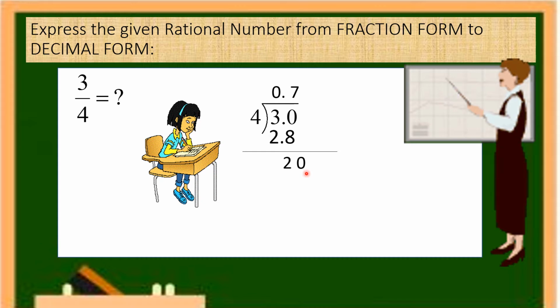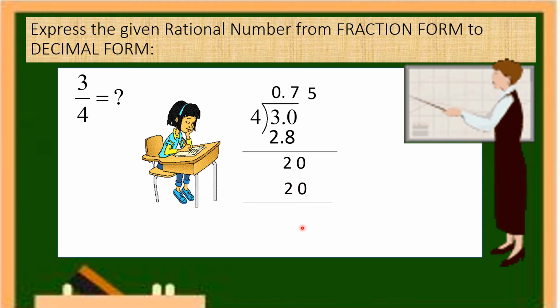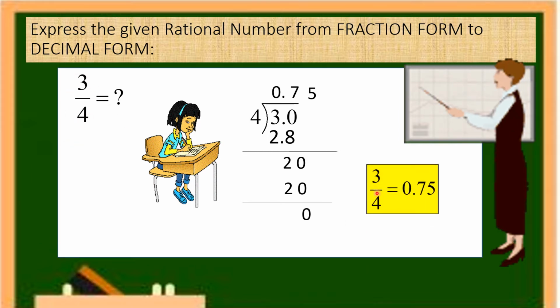Then we annex 0. 20 divided by 4 is 5. And 5 times 4 is 20. 20 minus 20 is 0. Now, what is the value of 3/4? 3/4 is equivalent to 0 and 75/100.